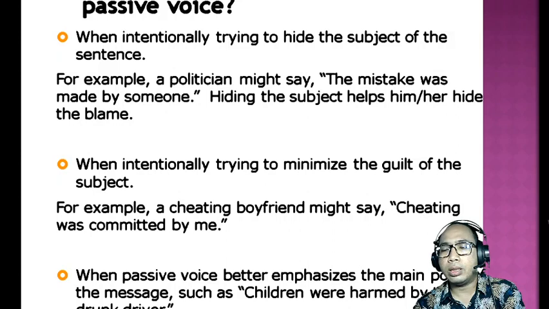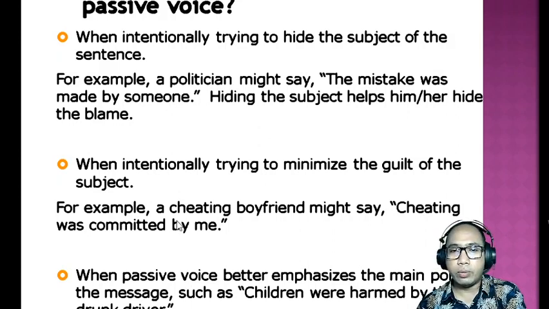For example, hey, do you know my wallet? My wallet is gone. My wallet was broken by someone. For example like that. The mistake was made by someone. Kesalahan itu dilakukan oleh seseorang. Saya tidak tahu siapa orangnya. So just focus on the mistake.